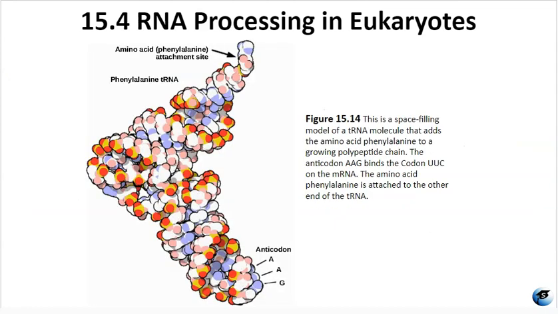Figure 15-14 is showing a space-filling model of a tRNA molecule that adds the amino acid phenylalanine to a growing polypeptide chain. So this is just an example here. You have the amino acid up here, and then you have the tRNA, and there's an anticodon down here at the bottom. The anticodon AAG binds to the codon UUC on the mRNA, and then the amino acid phenylalanine is attached to the other end of the tRNA, and that gets attached to the amino acid that came before it. Don't worry, we're going to look at all of this in the video in just a moment.